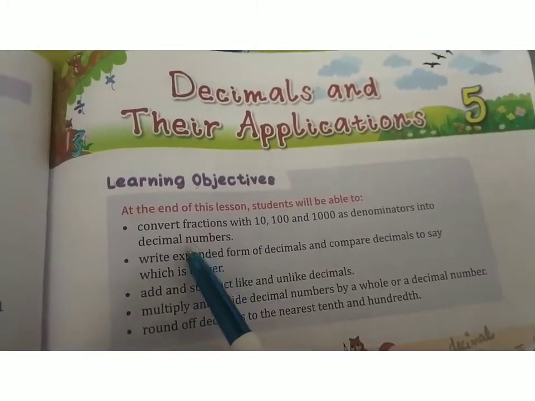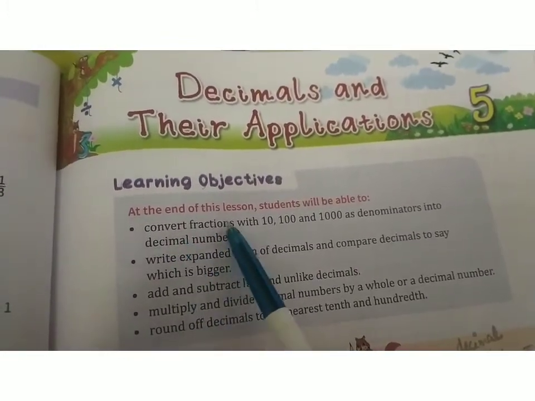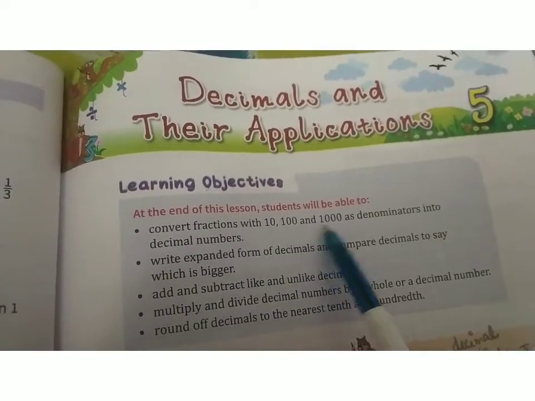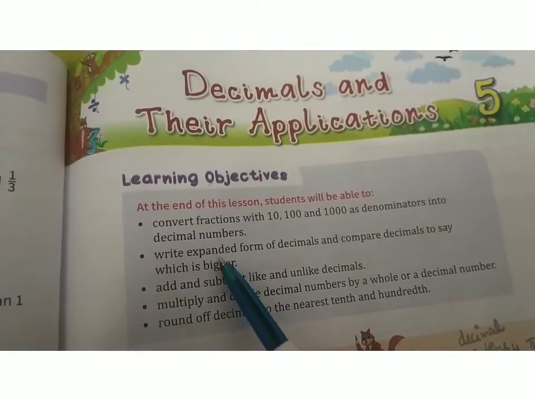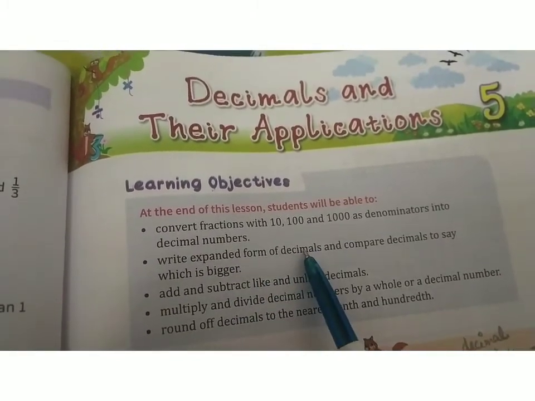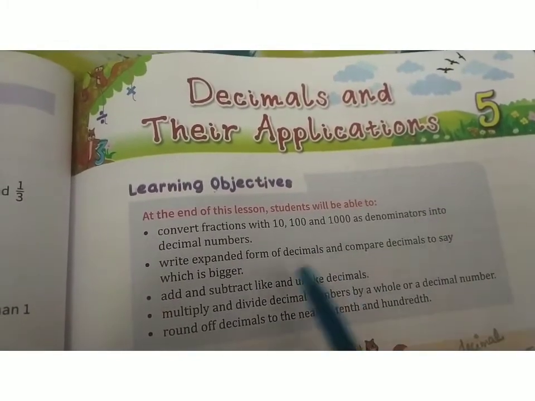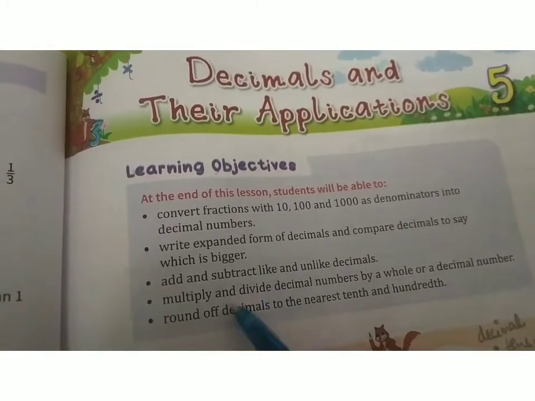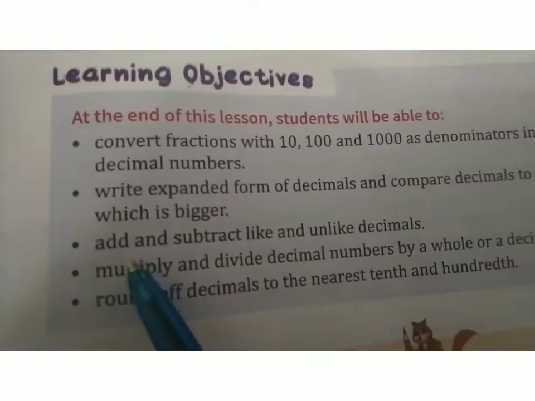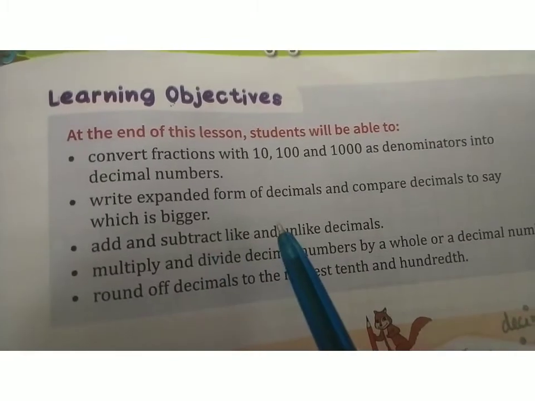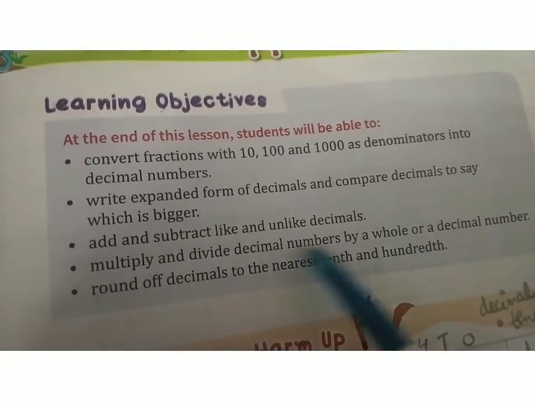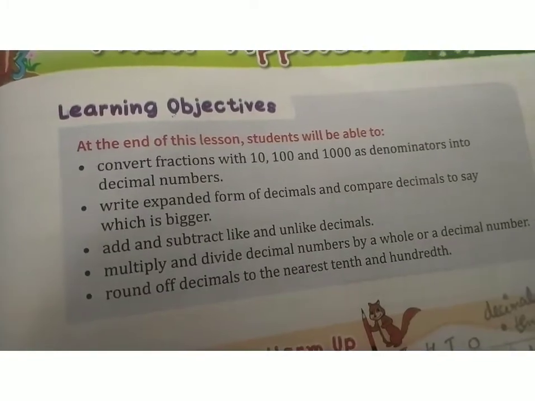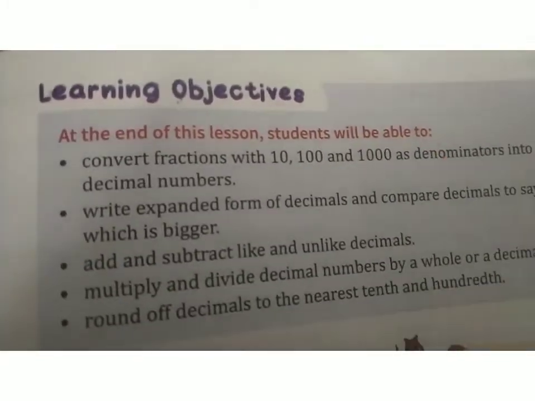In the previous session, we learned conversion of fractions with 10, 100 and 1000 as denominators into decimal numbers. We learned about the expanded forms of decimals and the comparison of decimals to say which is bigger and which is smaller. In today's module, we are going to learn addition and subtraction of decimals, and multiplication and division of decimal numbers by a whole number or a decimal number. So let's start the module.